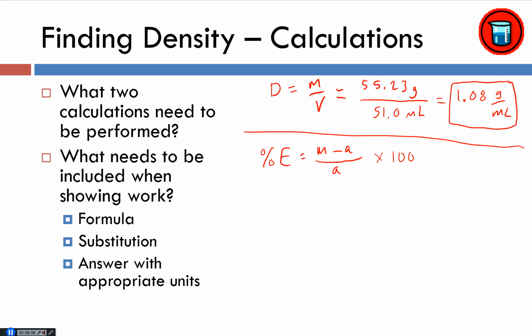Feel free to use abbreviations when you go to write your formulas. Just make sure they make sense. All right, so I've got percent error, my measured value, 1.08, minus my accepted value, 0.997, divided by 0.997, and finally all of that times 100.